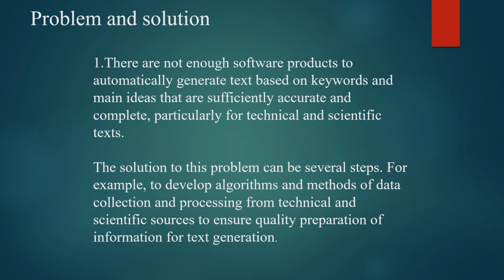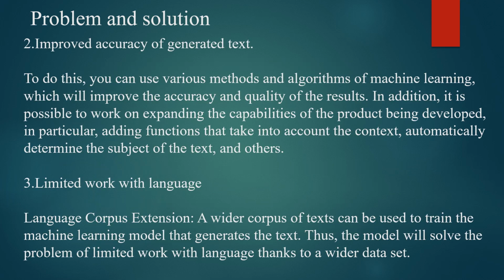Problem and solution. There are not enough software products to automatically generate text based on keywords and main ideas that are sufficiently accurate and complete, particularly for technical and scientific texts. The solution to this problem can be several steps, for example, to develop algorithms and methods of data collection and processing from technical and scientific sources to ensure quality preparation of information for text generation.